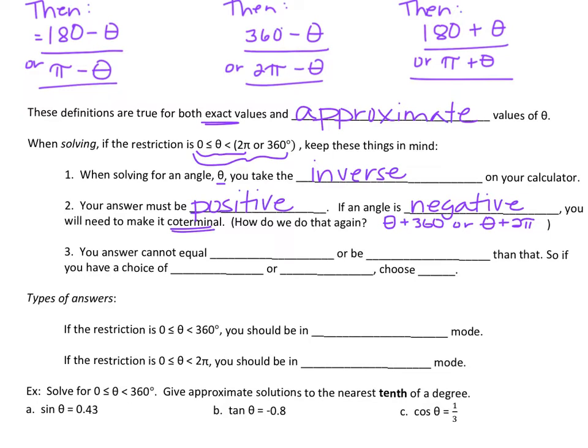Now your answer actually cannot equal 360 or 2 pi, or be larger than that. So you wouldn't have an angle theta equals 500 degrees. That doesn't work. If you have a choice of either 360 or 2 pi or 0, because they have the same location on the right-hand side, choose the 0 as your answer for the word problem, or for whatever problem you're working on.